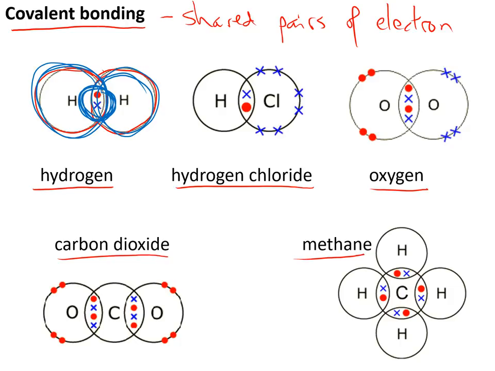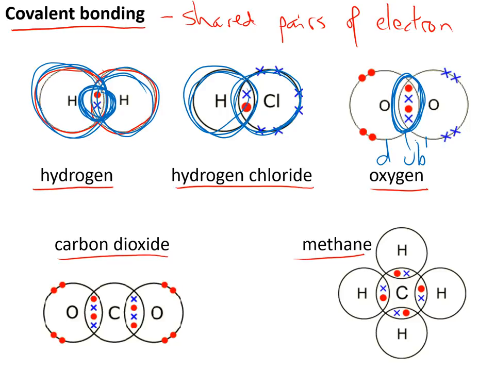With hydrogen chloride, same kind of thing, but with a hydrogen and chlorine. You can see chlorine's outer shell ends up full because it has 8 electrons. Hydrogen's outer shell ends up full because it has 2 electrons. Remember, hydrogen just has 2 electrons in its outer shell when it's completely full. Oxygen and carbon dioxide, you'll notice they're a little more complicated because they've got 2 pairs of electrons in their overlapping sections. We call that a double bond. There is also such a thing as a triple bond, but you do not need to know about it.